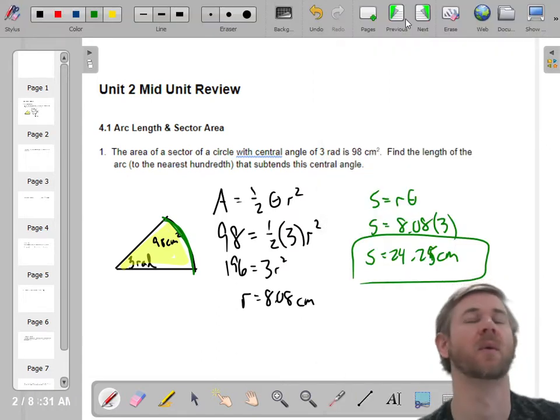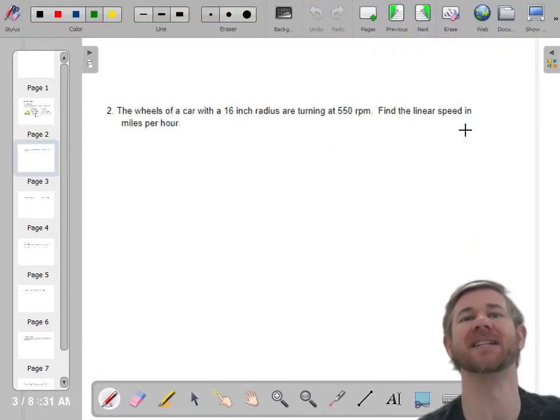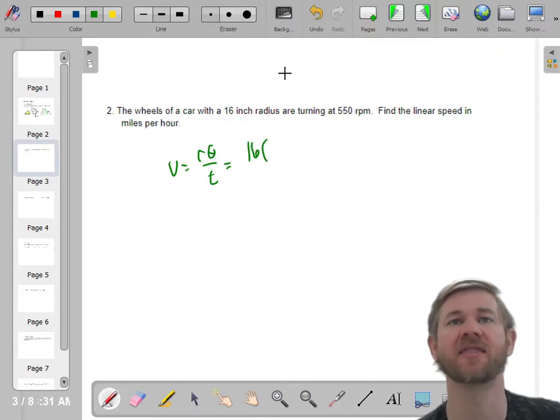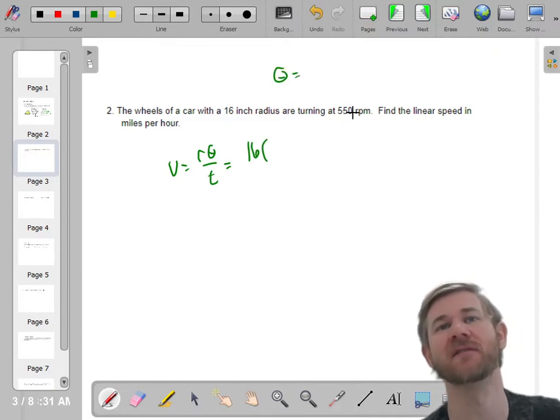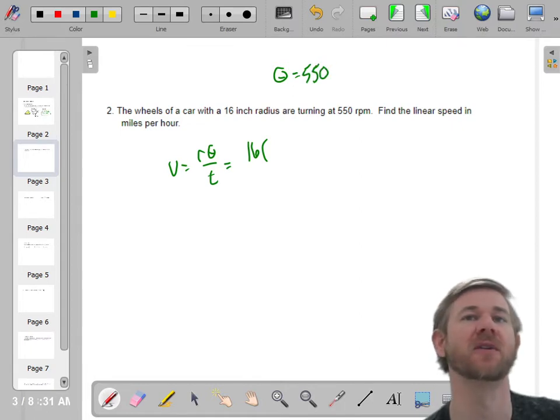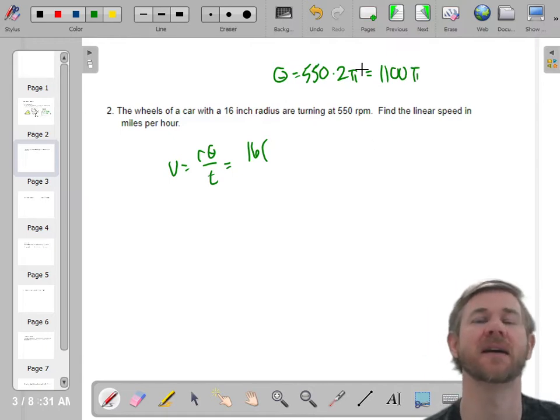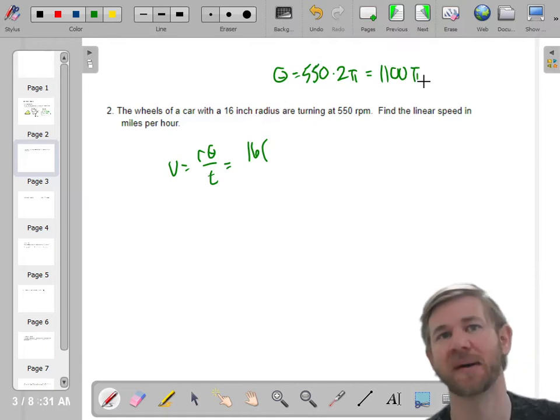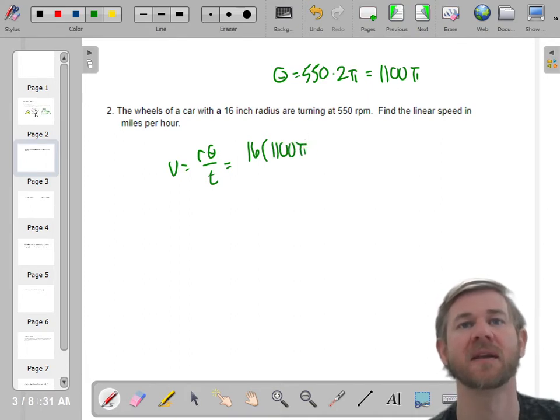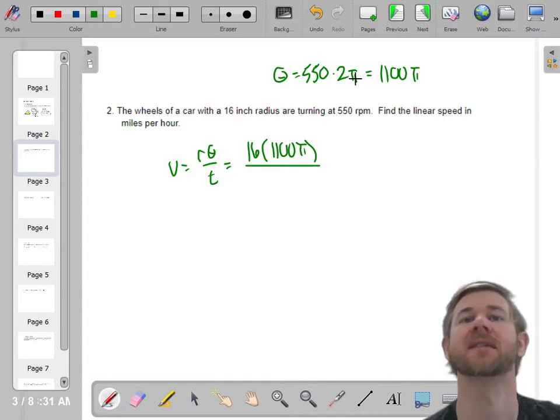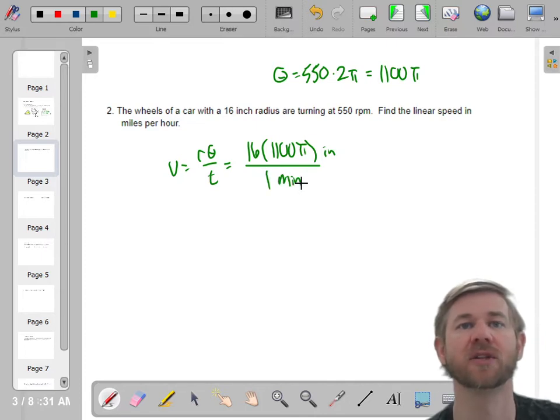24.25. Okay. All right, wheels of a car with 16-inch radius are turning at 550. Remember, the speed formula we use is r theta over time, so we know the radius is 16. Theta, if you do 550 RPMs, that's 550 revolutions at 2 pi radians each, that's 1100 pi. 550 times 2 is 1100, 1100 pi. So theta is 1100 pi. You go around 2 pi radians every revolution. So you multiply how many revolutions times 2 pi, and that's how many radians you get. This is per 1 minute, revolutions per minute.